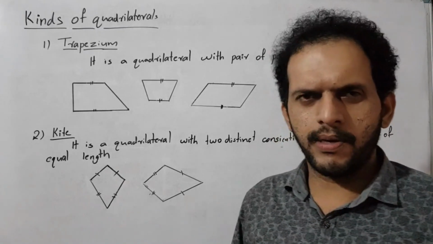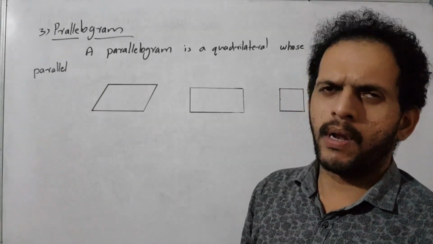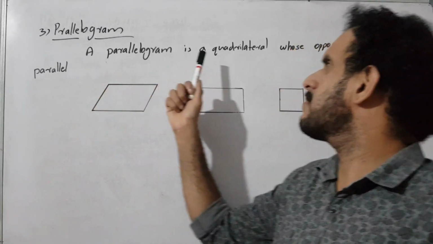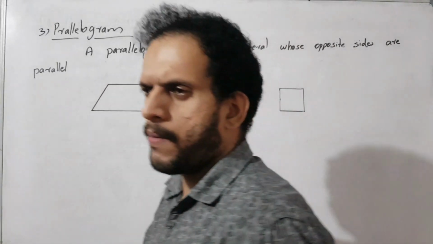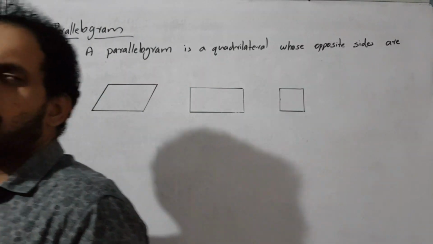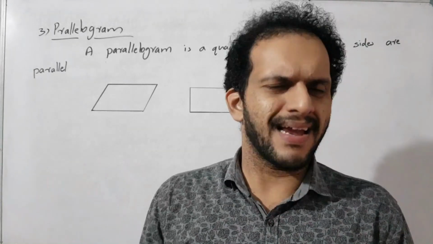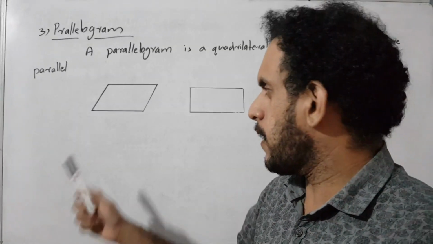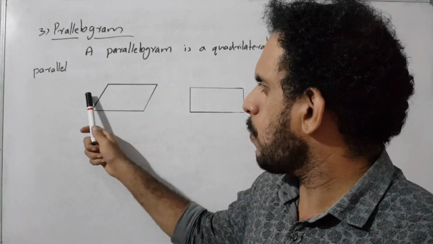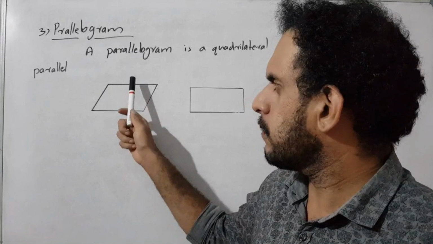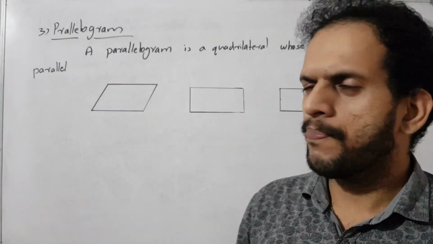Okay. The next one is the parallelogram. What is a parallelogram? A parallelogram is a quadrilateral whose opposite sides are parallel. In a quadrilateral we have two pairs of opposite sides. These two opposite sides are parallel, and these two are parallel. Then it is a parallelogram.